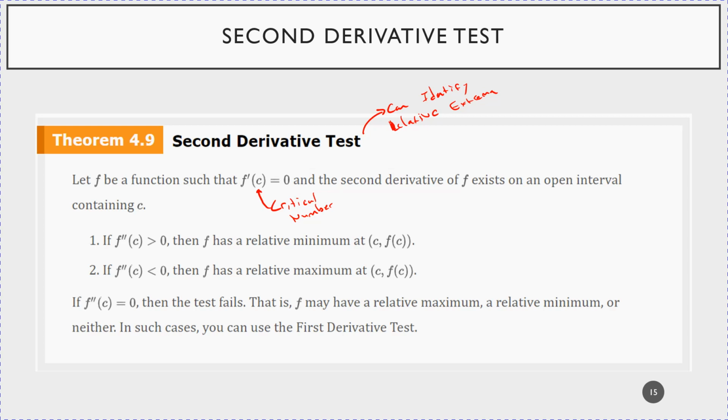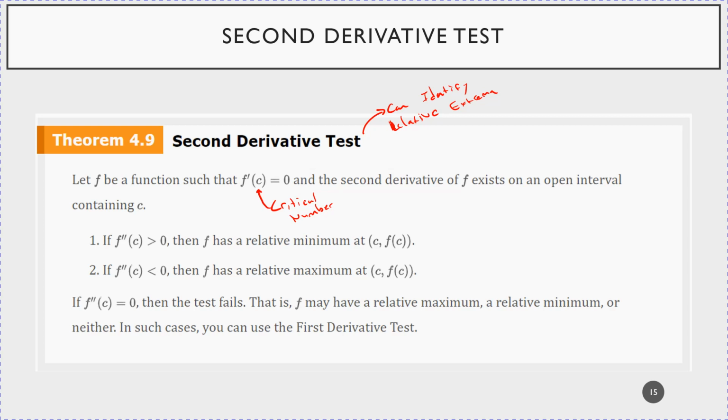And the second derivative test is as follows. If f double prime of c, so the second derivative, you take the critical number and you plug it into the second derivative. If that value is greater than 0, then it turns out f has a relative minimum. I know you would think of max because it's greater than 0, but it's actually a relative minimum at the point c, f of c.